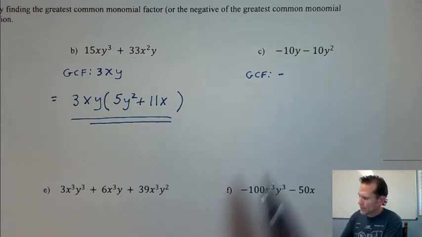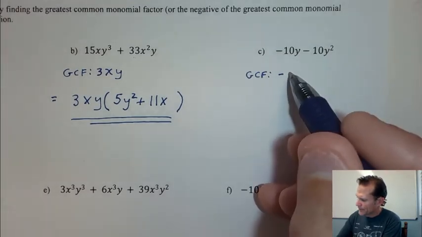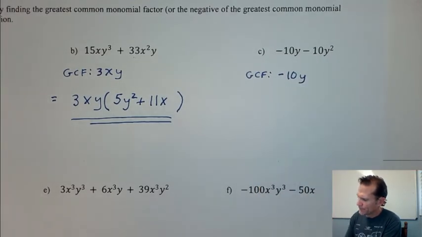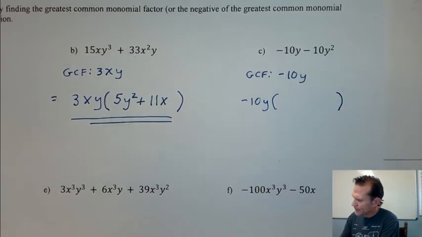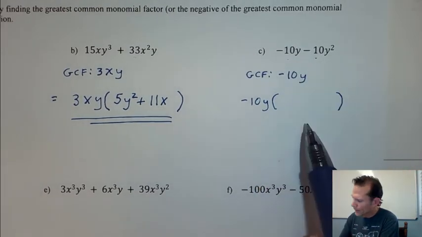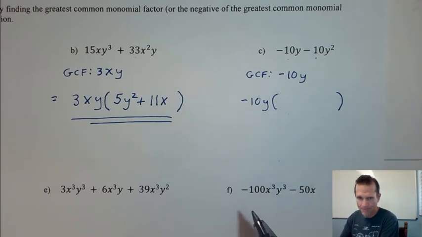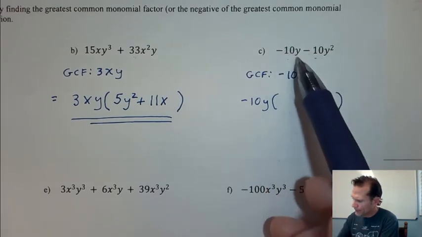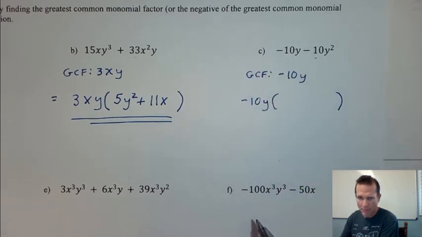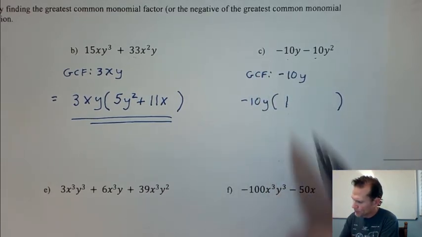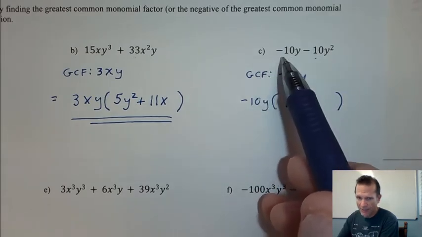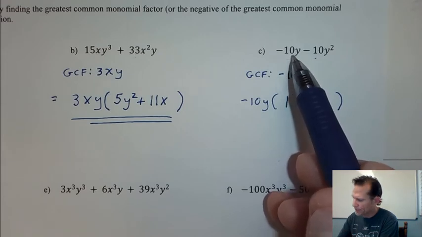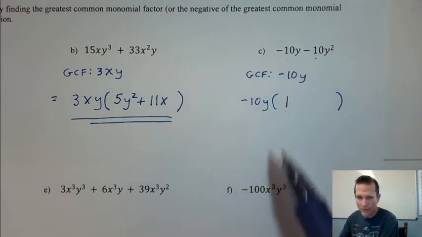Okay. So let's see, I see a common 10 and I see a common y. All right, so there's the GCF. So I'm pulling -10y out. If I have two terms here, I'm going to have two terms in my parenthesis. If I pull the entire -10y out, I still have to put a placeholder there. And the placeholder is going to be 1. And we can think about, we're dividing out that -10y. And if you divide -10y by -10y, you get 1.